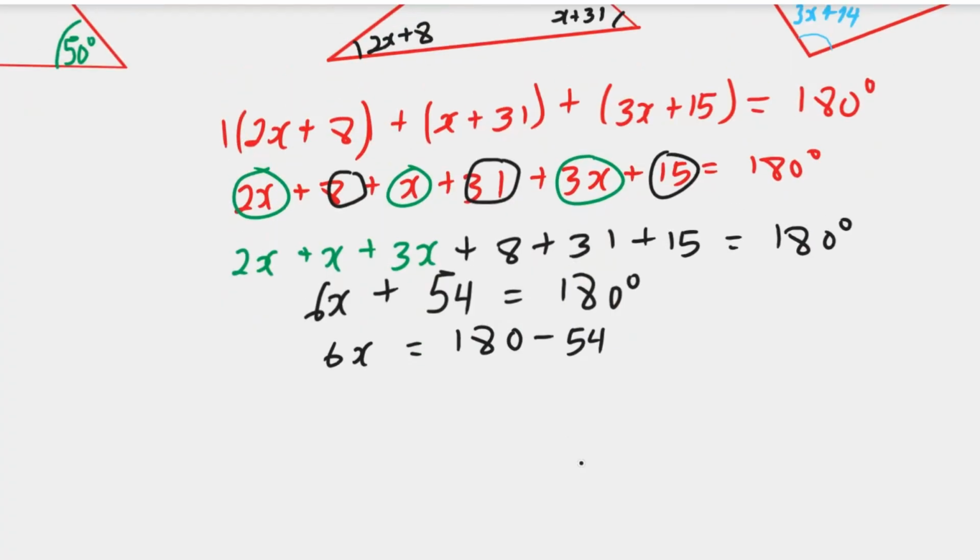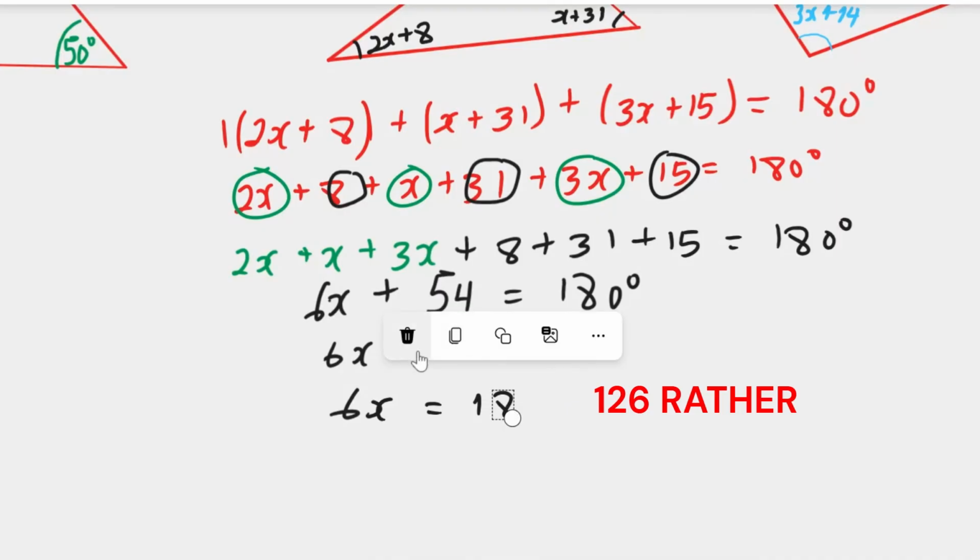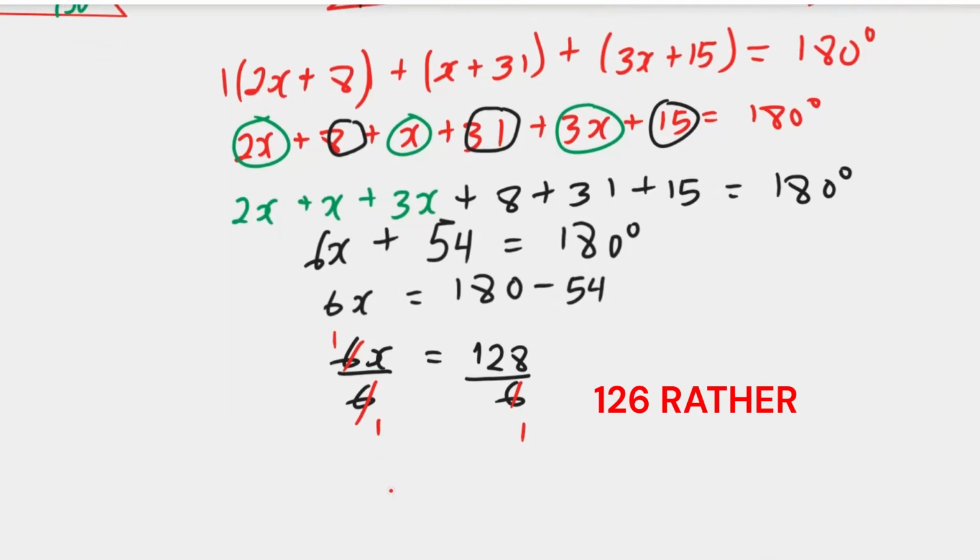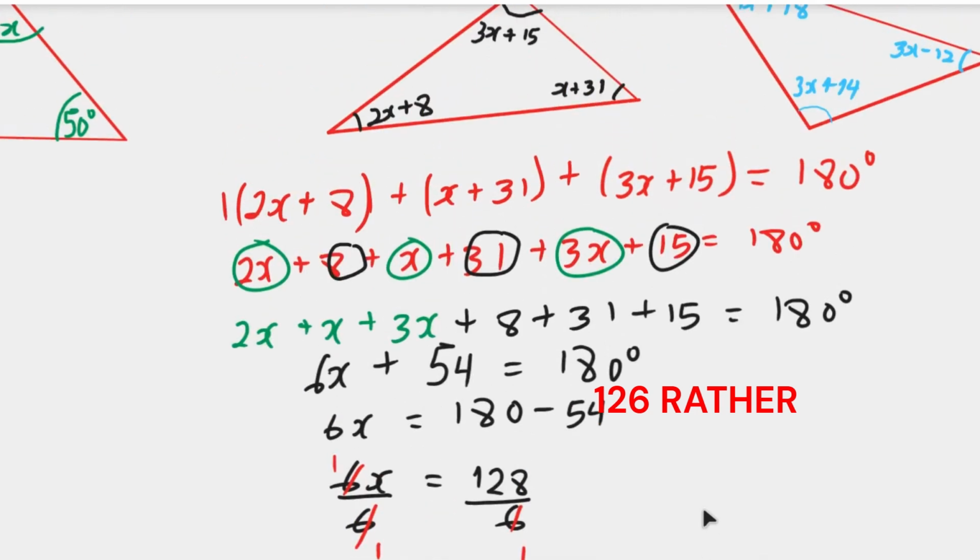Okay, so 180 minus 54, what are we going to get here? That will be 128. So we have 6x equal to 128. Okay, that's 128. What do we do next? You have to find the value of x. So you just have to divide through by 6. So we divide here by 6. This side. So that means x is equal to 21 degrees. So that's the value of x.